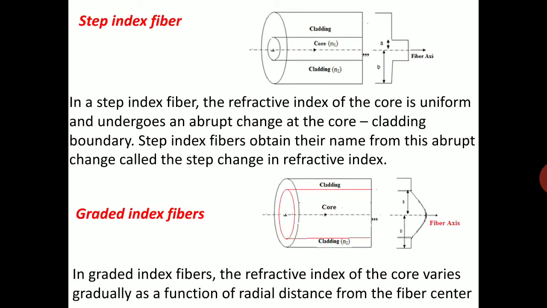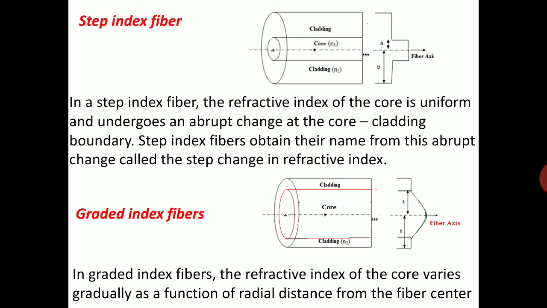In a step index fiber, the refractive index of the core is uniform. If you observe carefully, the refractive index of the core is the same, and the cladding is also made up of uniform refractive index. Core refractive index is N1 and cladding refractive index is N2. Both are made up of uniform refractive indices. And we observe that there is an abrupt change, called a step change, from core to cladding or cladding to core. That's why it is known as step index fiber.